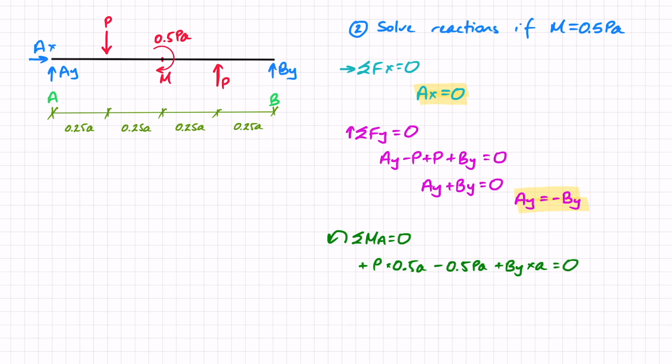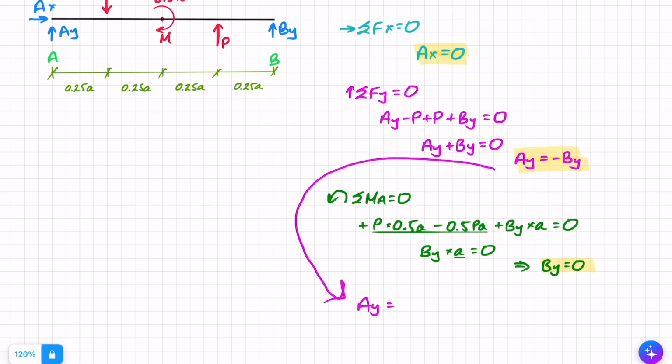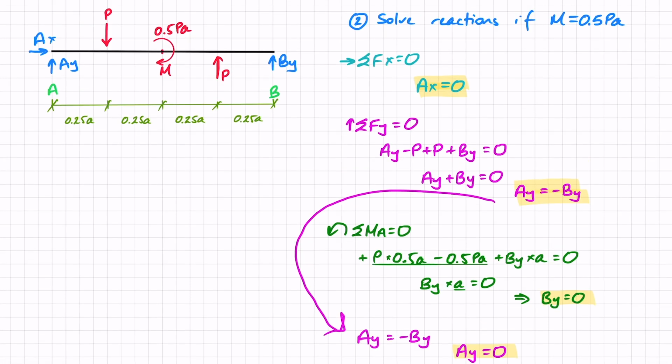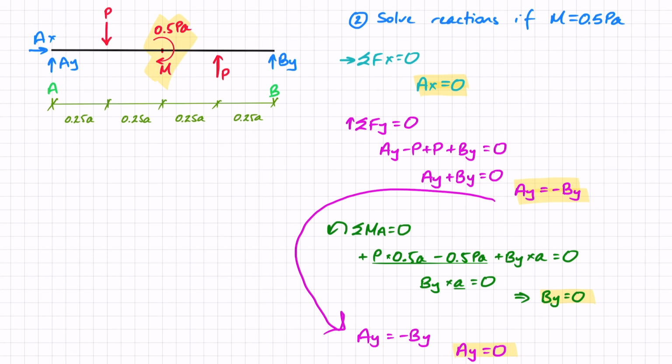But what do I find here? I find that adding these two gives me 0. So actually I've got BY times a equals 0. Now I know that a is a distance, so it's definitely not 0, and therefore BY equals 0. Now if BY equals 0, and I go back to my equation here, where AY equals minus BY, AY is also 0. And all that means that in this case, this moment here has balanced out the moment from these two forces, this coupled force. They've balanced each other out, and the reactions are 0 because the forces have balanced each other out without the need to add reactions to create equilibrium.